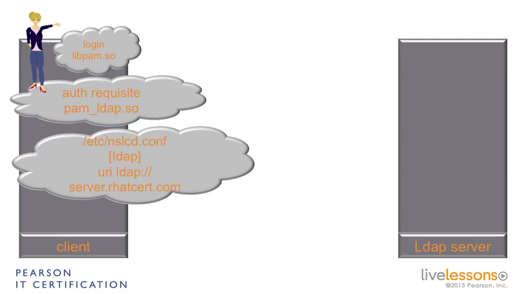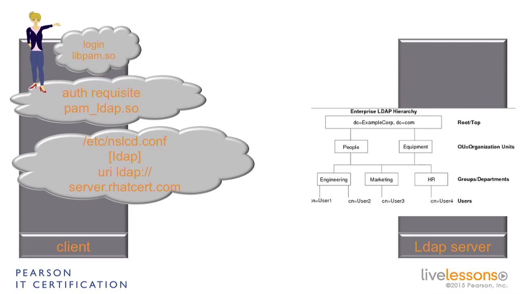The name of this configuration file is /etc/nslcd.conf, and in this file there's a line identifying the LDAP server that is going to be used. The URI of the LDAP server is ldap://server.rhatcert.com. By the way, rhatcert.com is a short version of rhatcertification.com, which is the classroom server that you are going to use in this section as well. Next, the client is able to connect to the LDAP server, where there's an LDAP hierarchy that the client can use to log in.